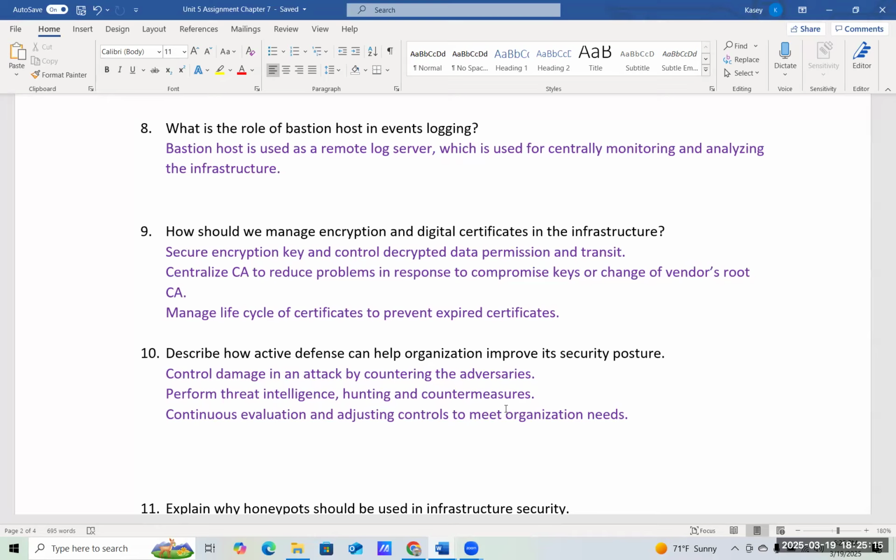He would also be active in threat hunting and countermeasures. So what's the difference between threat intelligence and threat hunting? Is it the same? When you look at a job, it says cybersecurity analyst capable of performing threat intelligence, threat hunting, and adapting security solutions. What does that mean?